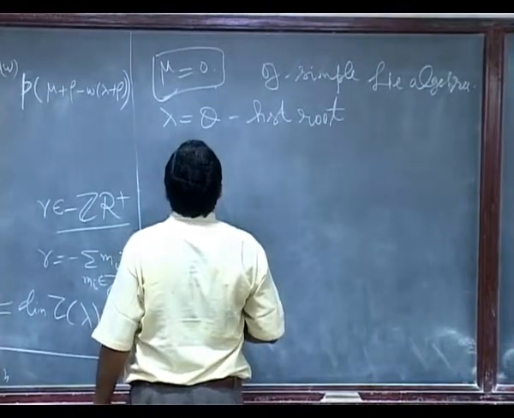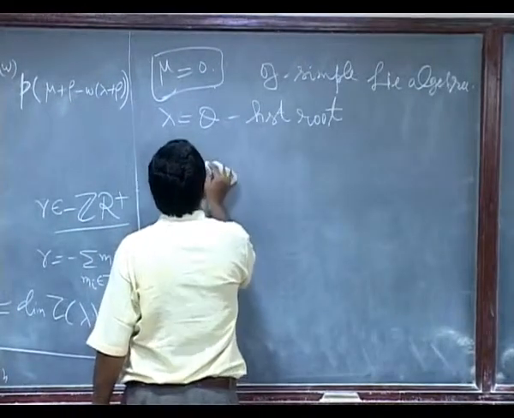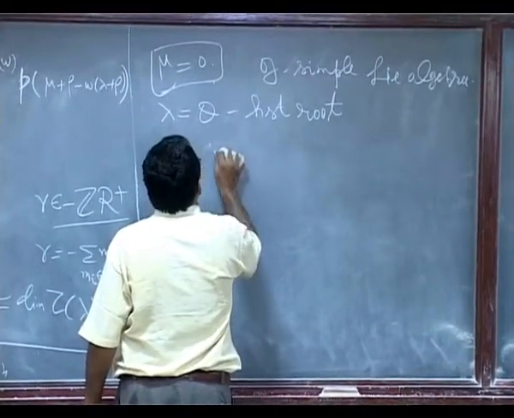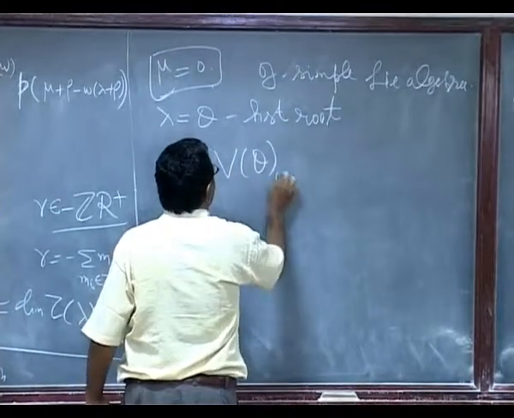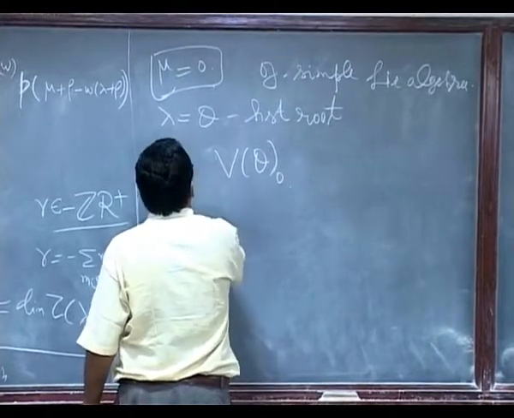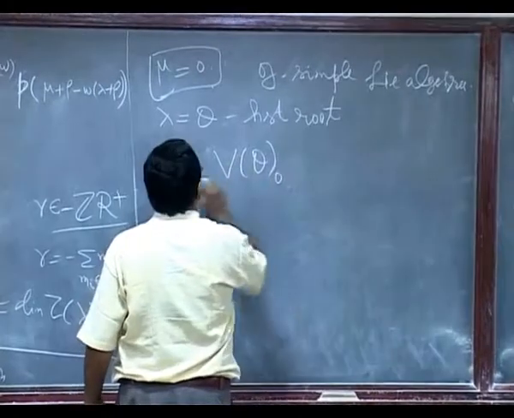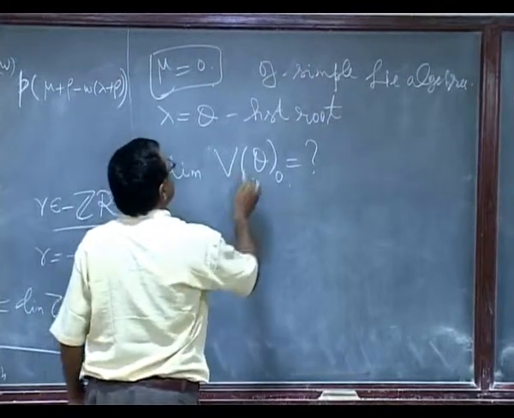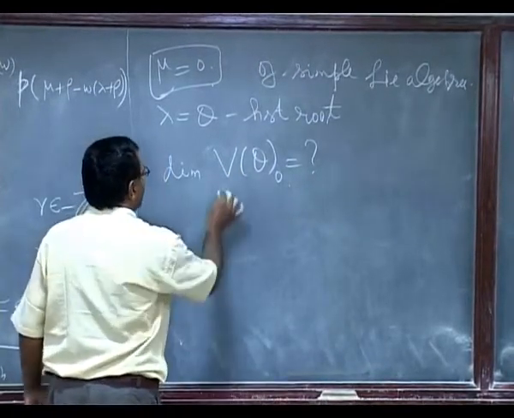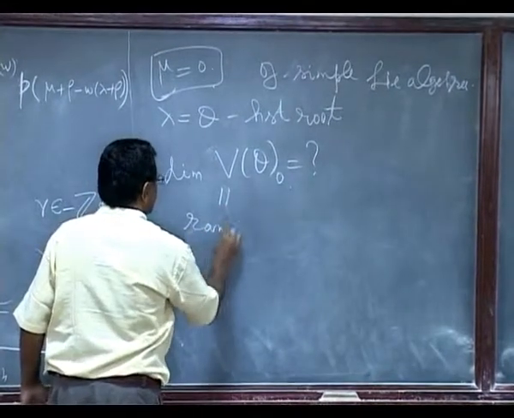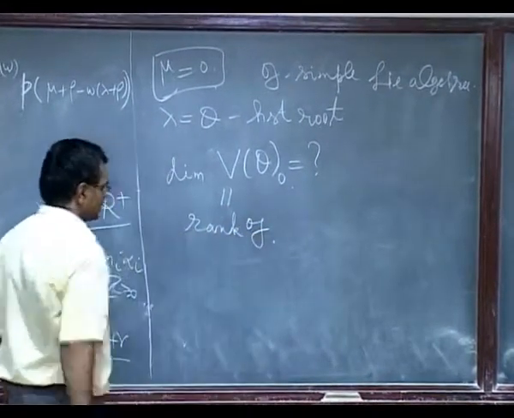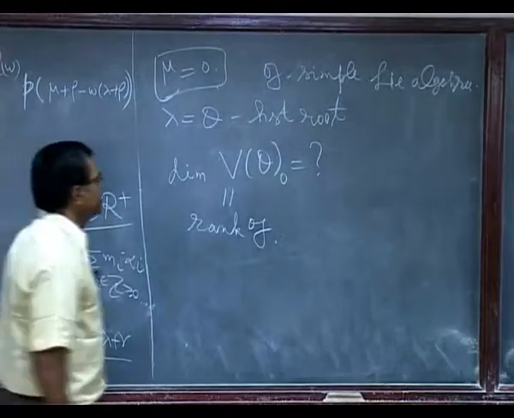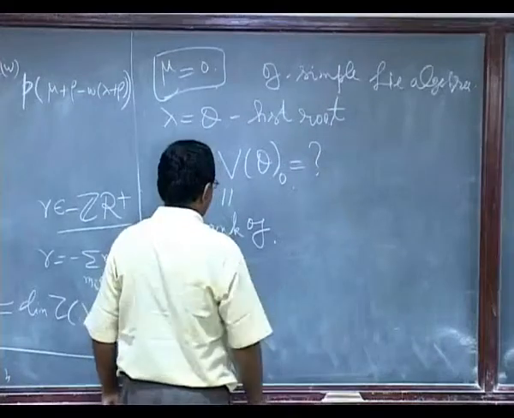Now look at this. What are the zero weights of V theta, that is V theta sub 0? What is the dimension of this? This is simply the dimension of the Cartan subalgebra, which is actually the rank of the Lie algebra. The zero weight space is exactly the Cartan subalgebra, so the dimension is rank G.